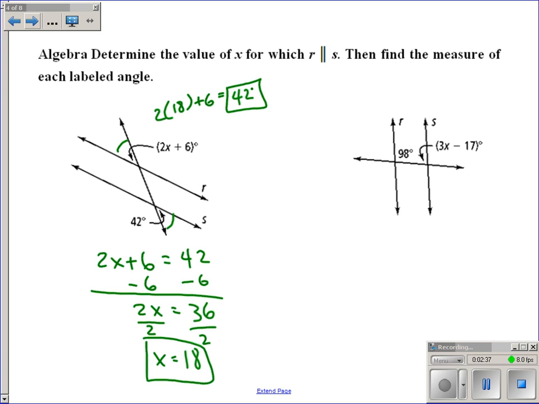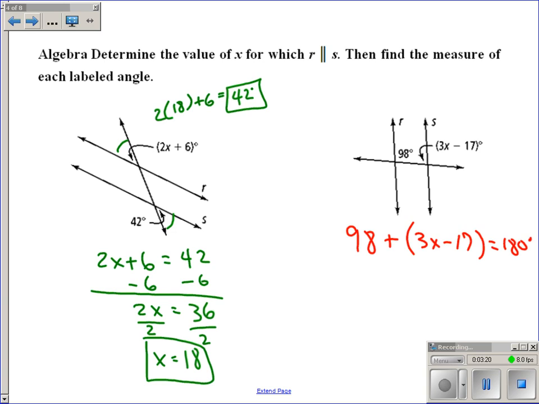Okay, in number 2, this angle, 98, and this angle are same side interior angles. Now they're not congruent, although they look similar. They would have to be supplementary for R and S to be parallel by the converse of the same side interior angles theorem. To be supplementary, they must add to 180 degrees. So 98 plus 3x minus 17 would be equal to 180.